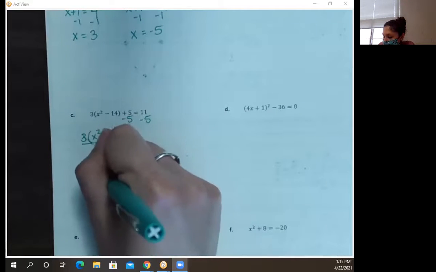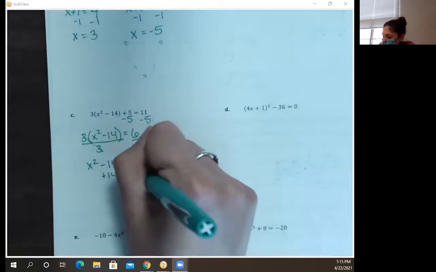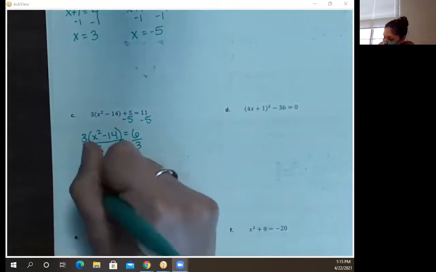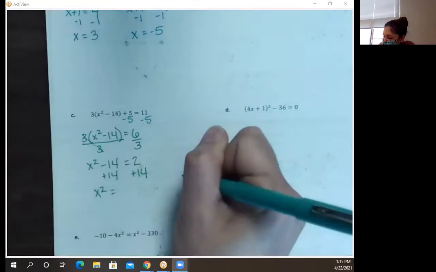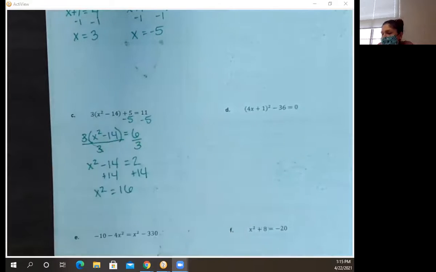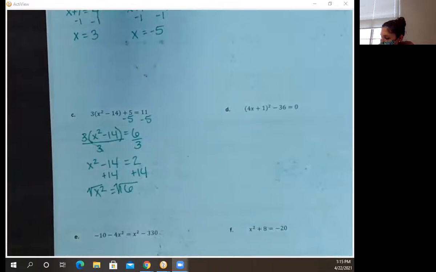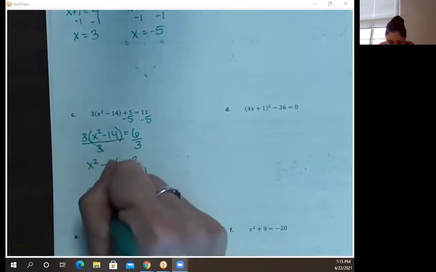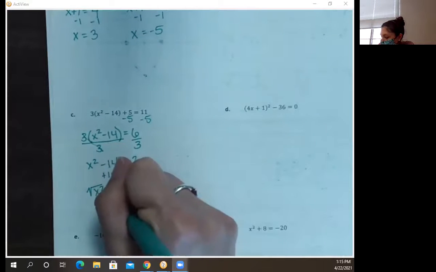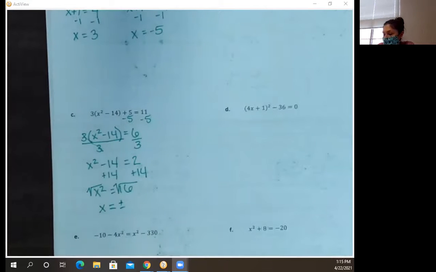And now I can add 14 to both sides. I get x squared equals 16. Take a square root. Now that I have the squared thing by itself, I can take a square root. And I get x equals plus or minus 4.